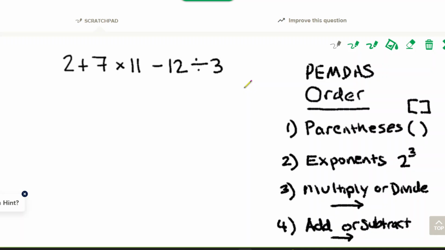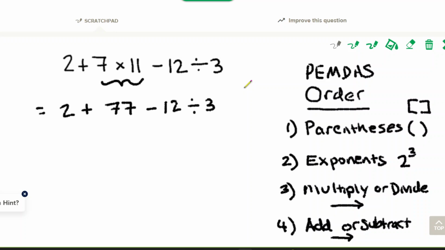So the first thing I see, 2 plus 7, that's addition. So I'm not doing that. First thing I'm going to do here is this, 7 times 11. That's multiplication. So we got 2 plus, and then we're performing this operation, 7 times 11 is 77. And then we still have the rest of it, right? Haven't done anything to the rest of the expression. So minus 12 divided by 3.